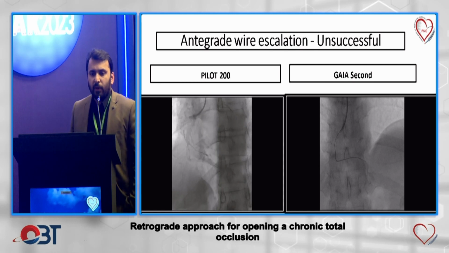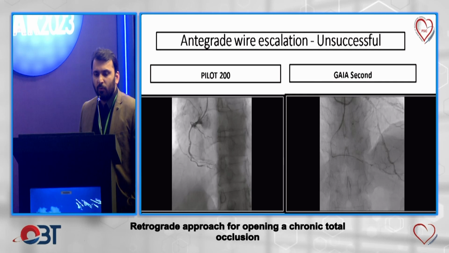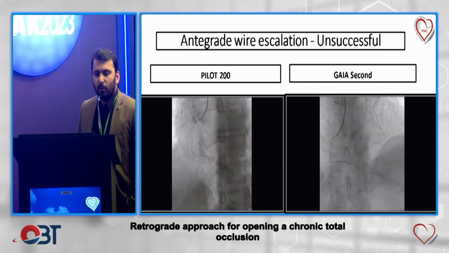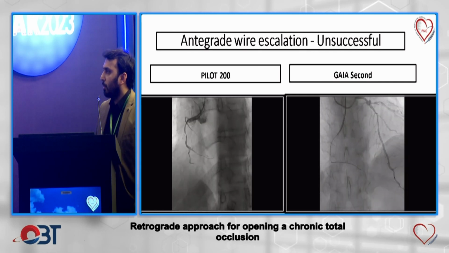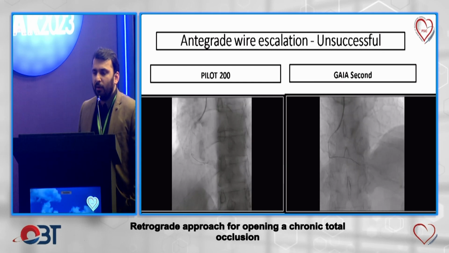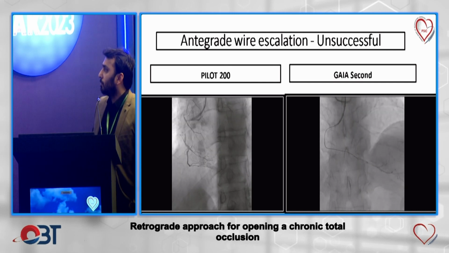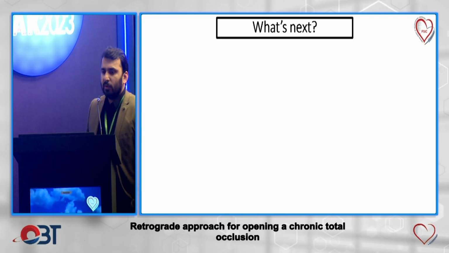Started with the antegrade wire escalation technique. I started with the Pilot 50 wire, but it could not cross. Pilot 200, although it went across the lesion, went extraplaque. The same happened with the Gaia Second when escalated. It also went extraplaque despite multiple attempts. So what's next?